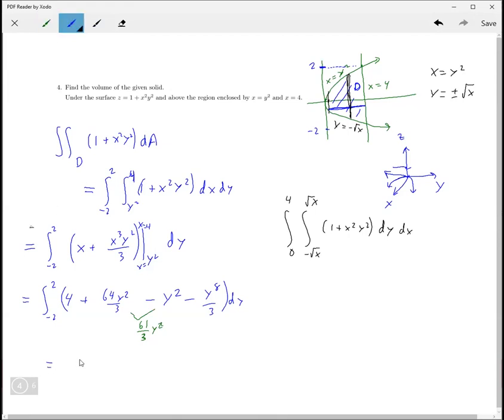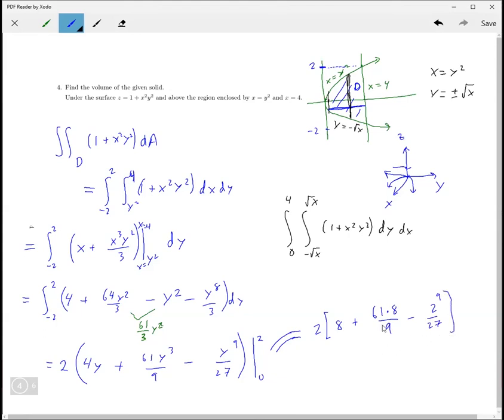Okay, but let's continue. So you integrate here, that's 4y plus 61y cubed over 9 minus y to the 9th over 27, really? Now, let's just double it and go from 0 to 2. So putting a 2 in, you get 8 plus 61 times 8 over 9 minus 2 to the 9th over 27, really? Wow. Okay, let's see what that is.